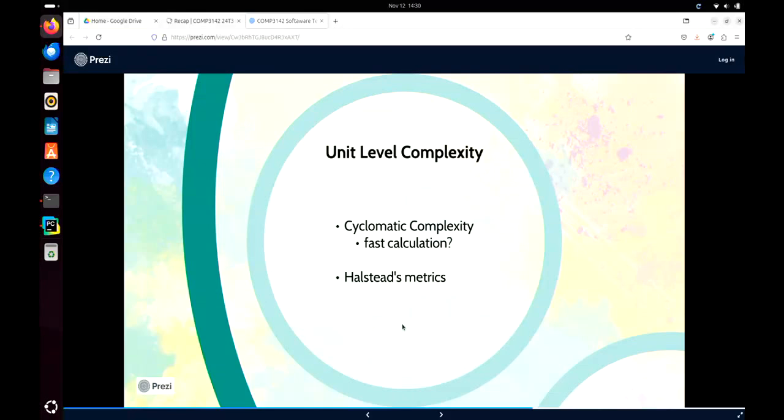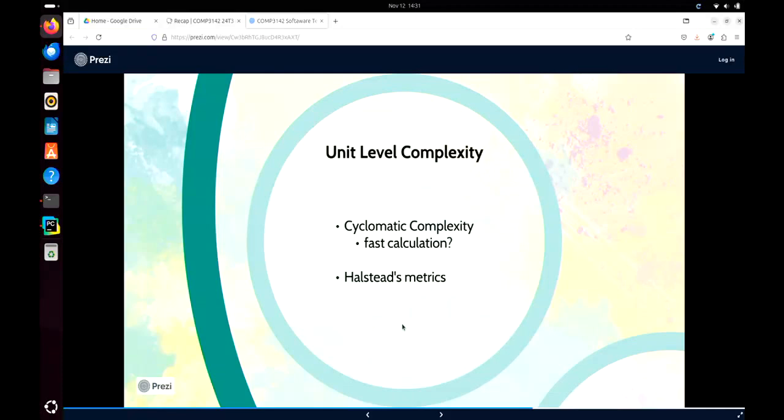For a graph, it is the number of edges minus the number of nodes plus 2. Yeah, and we do have a fast calculation formula which is related to the number of ifs, number of cases, number of loops, and the number of exits, right? So this is about cyclomatic complexity, and we also learned Halstead metrics, because cyclomatic complexity only cares about the branches and the loops of the program.